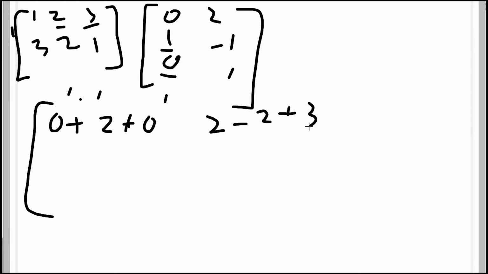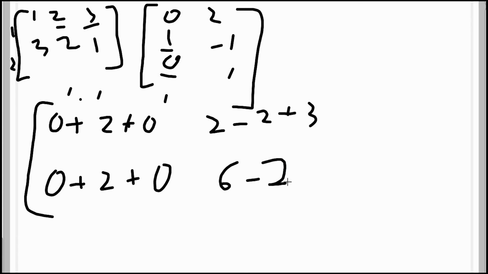Now to get this point, that's 2, 1, we do row 2 multiplied by column 1. That's 3 times 0, which is 0, plus 2 times 1, which is 2, then 1 times 0, which is 0. Then we have this multiplied by this to get this particular place. That's 3 times 2, which is 6, minus 2 times minus 1, which is minus 2, then 1 times 1, which is 1.